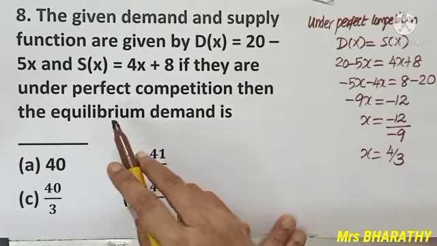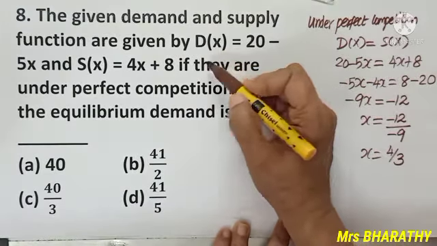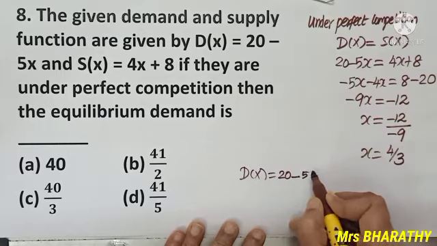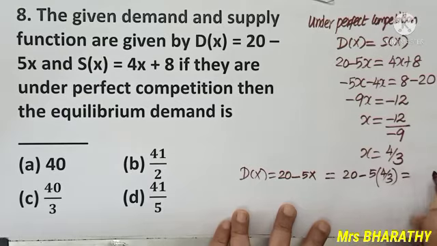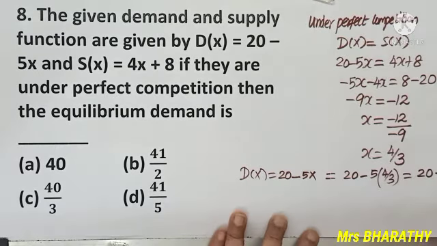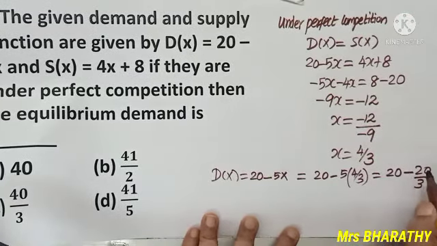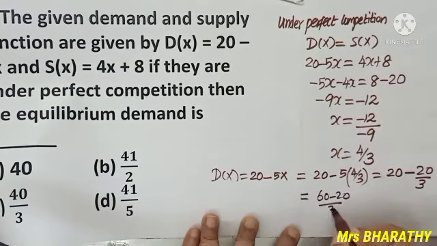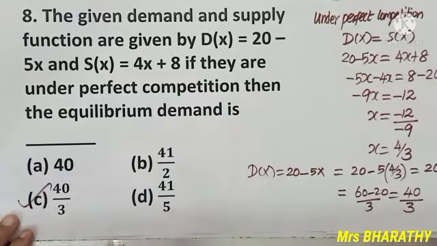My question is to find equilibrium demand. So, substitute x is equal to 4 by 3 in the demand function. d of x is equal to 20 minus 5x. That is 20 minus 5 into 4 by 3. That is 20 minus 5 fours are 20 by 3. Taking LCM, 3 into 20 minus 20, that is 60 minus 20 by 3. So my answer is 40 by 3 and the right option is C.